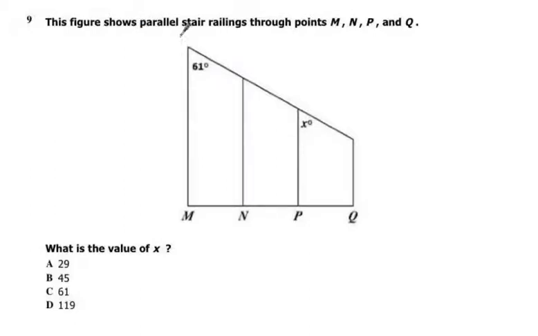The figure shows parallel steel railings through points M, N, P, and Q. So all these lines are parallel. What is the value of X going to be? 61. You are correct. Okay? These two angles are corresponding, so it's 61. They're on the same side of the parallel line, and they're on the right side of the transversal. So 61. You guessed it.